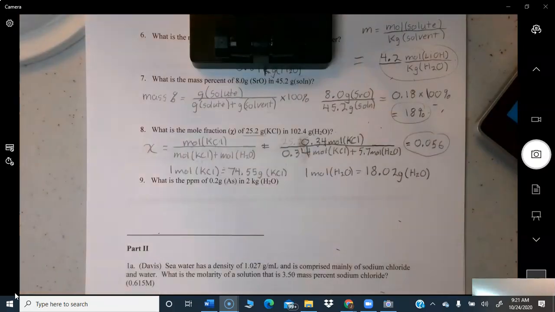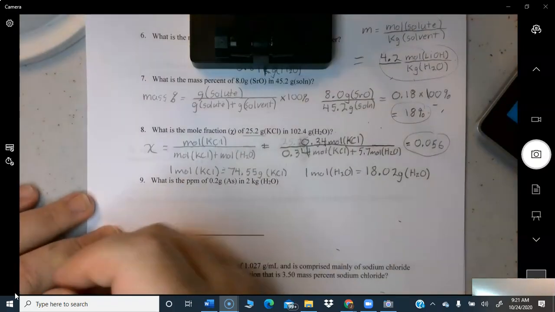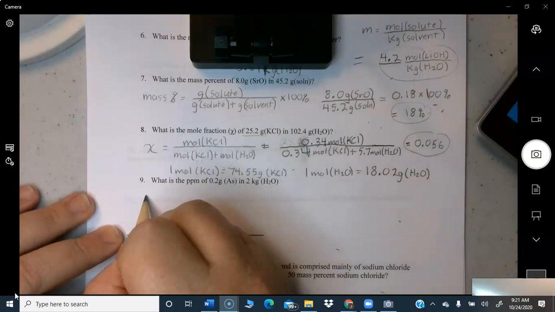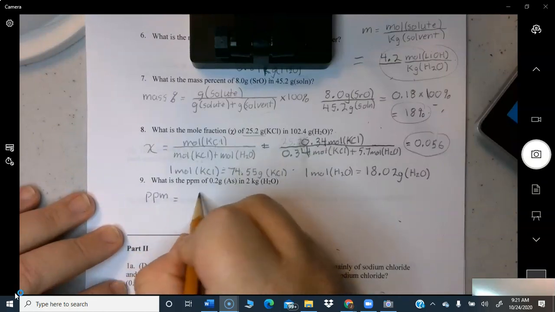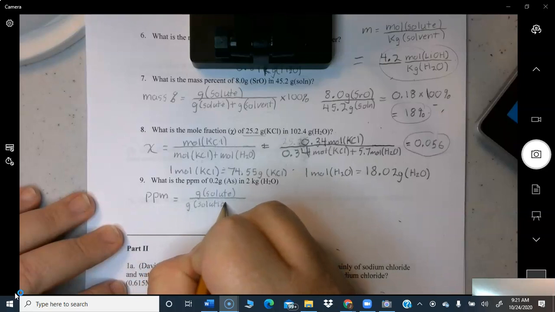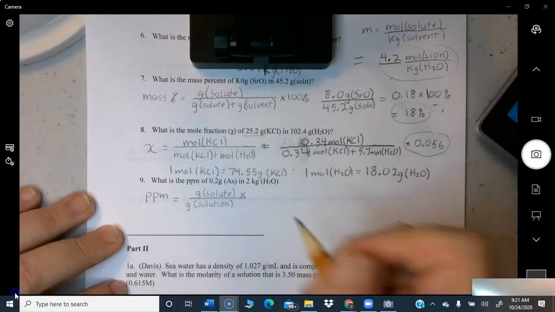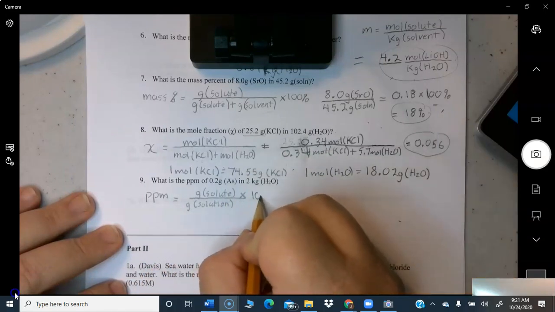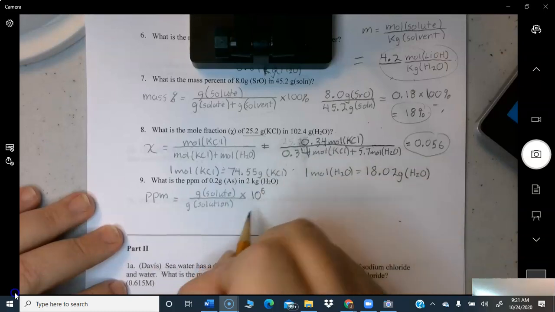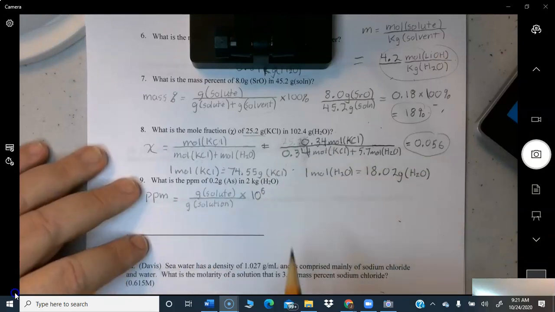So let's go ahead and do this one. Let's go ahead and write that down. It's called ppm, parts per million. Parts per billion would be ppb. And it's times 1,000,000. I'm just going to write 10 to the 6th to abbreviate it. That's 1,000,000 right there, okay? All right, so let's go ahead and plug in our numbers.